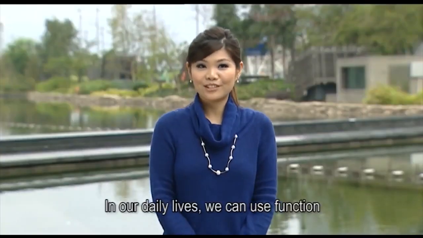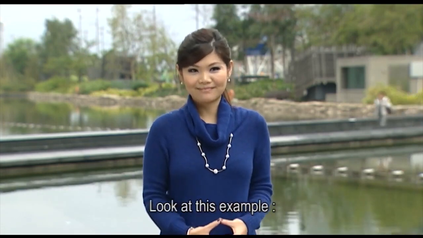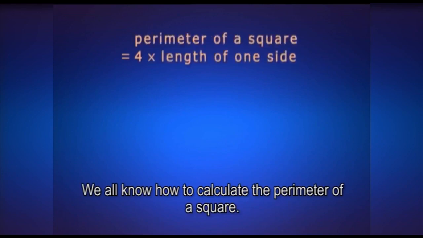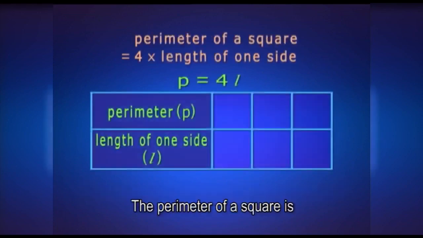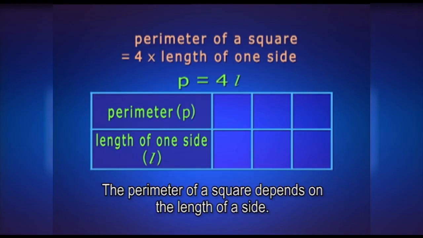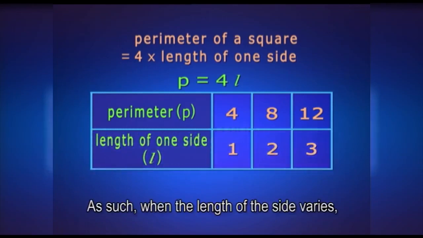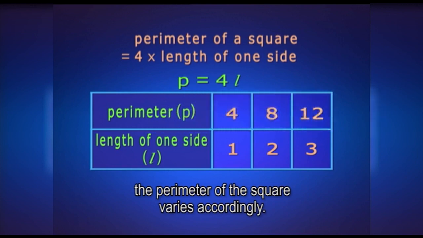In our daily lives, we can use functions to represent the relationship between two or more variables. Look at this example. We all know how to calculate the perimeter of a square. The perimeter of a square is equal to 4 times the length of one side. The perimeter of the square depends on the length of the side. If the side of the square is 1 cm, the perimeter is 4 cm. If the side is 2 cm, the perimeter is 8 cm. If the side is 3 cm, the perimeter is 12 cm. As such, when the length of the side varies, the perimeter of the square varies accordingly.